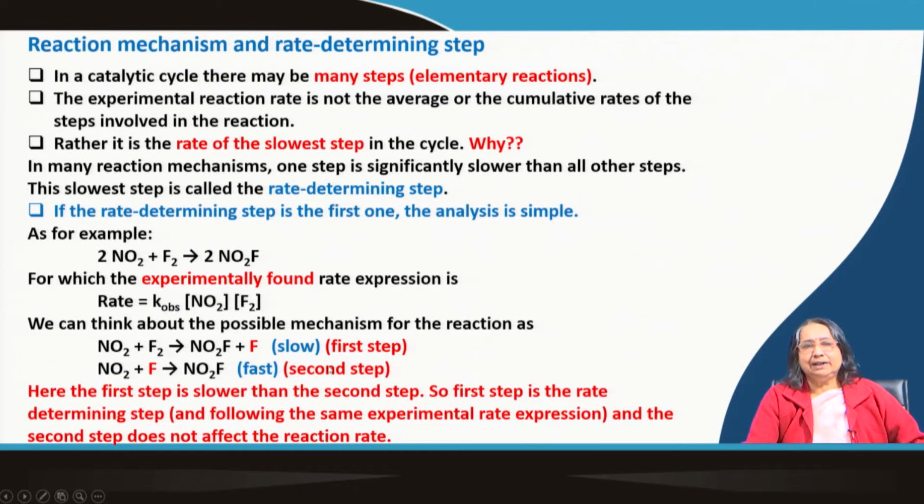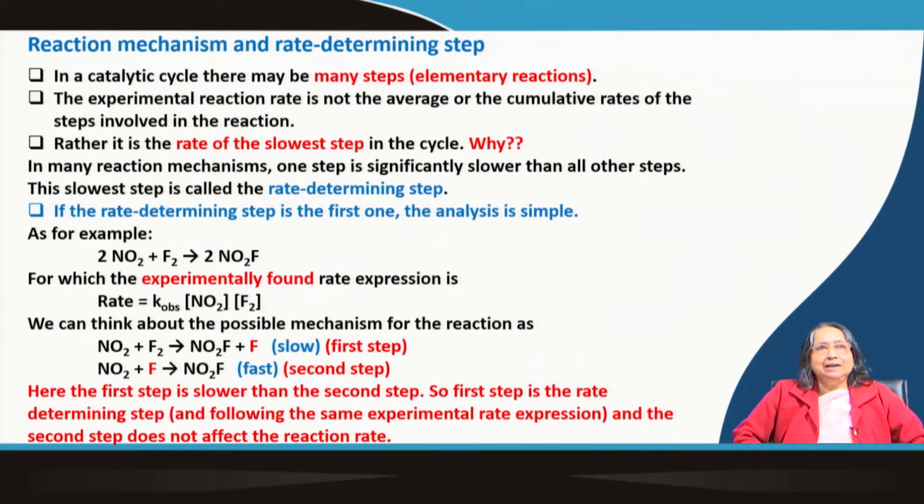So this is our speculated mechanism, and if this is true, meaning we have thought of a correct mechanism, then the slowest step is the rate determining step. According to this, what should be the rate expression? It should be rate equals k observed times concentration of NO2 times concentration of F2. So it is matching. Here the first step is slower than the second step, so the first step is the rate determining step, following the same experimental rate expression, and the second step does not affect the reaction rate.